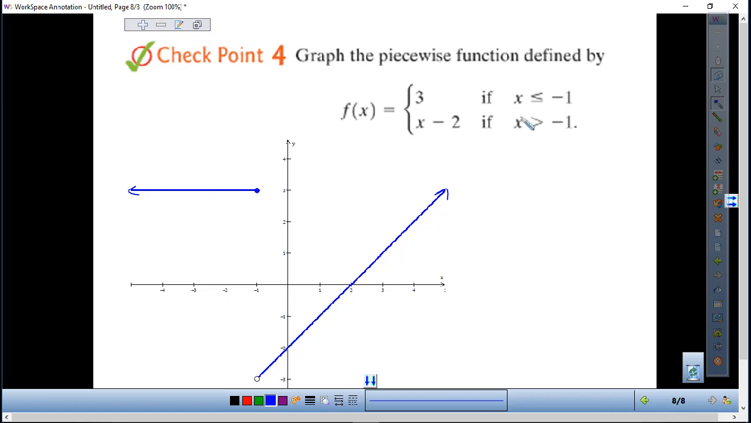So for part of the domain it's defined as 3, and for the rest of the domain as x minus 2. That's all a piecewise function is, guys. When you see this, don't overcomplicate it. Just break it up into parts and graph all the parts individually.